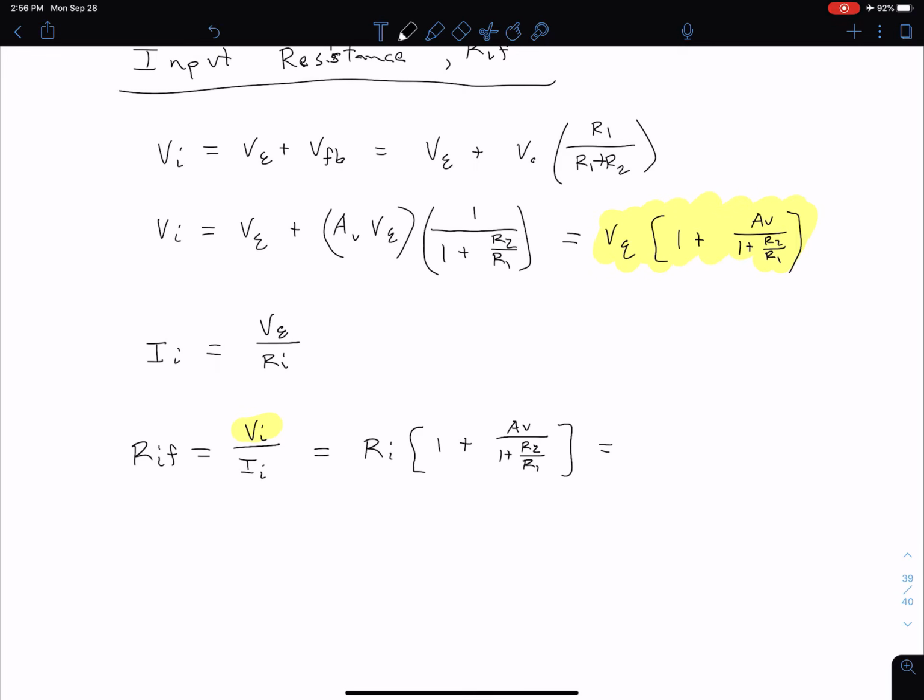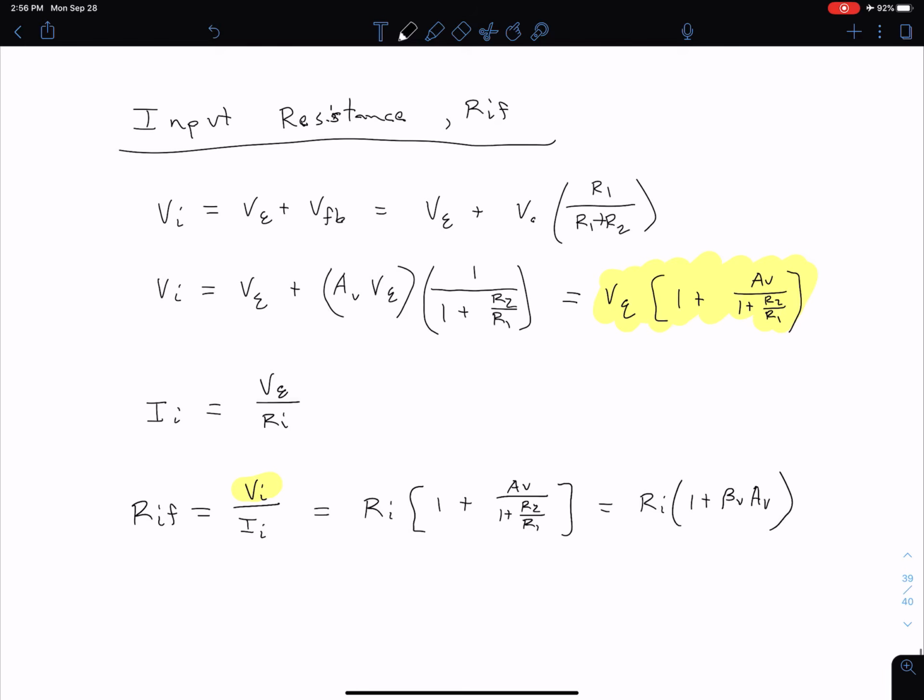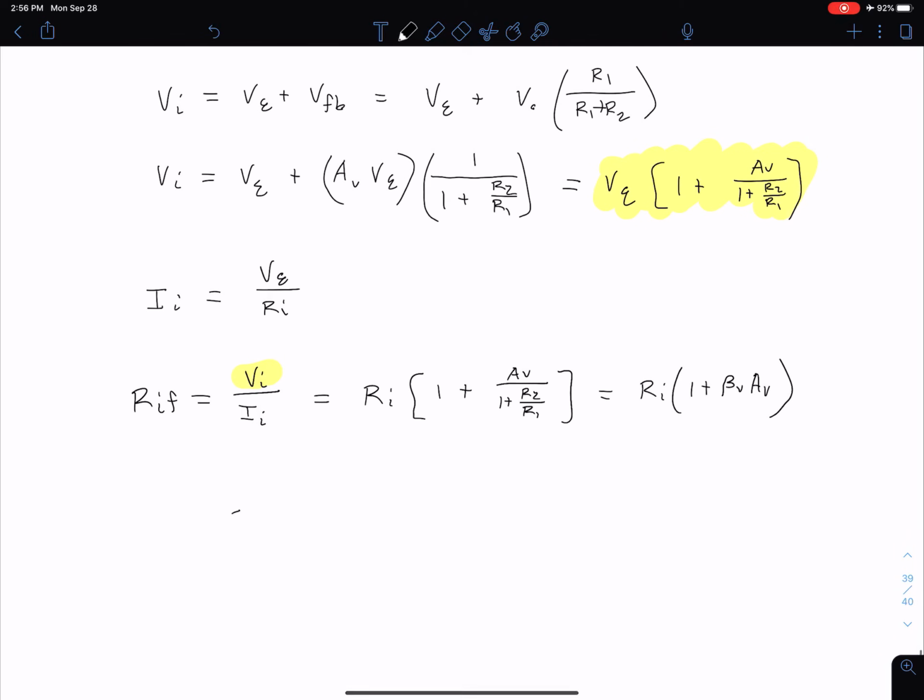And if we use the value of beta that we found before, we see this is R sub I times 1 plus beta V times A sub V, where before our beta is that 1 divided by the quantity 1 plus R2 over R1. So again, we see this is the same as for our ideal case.